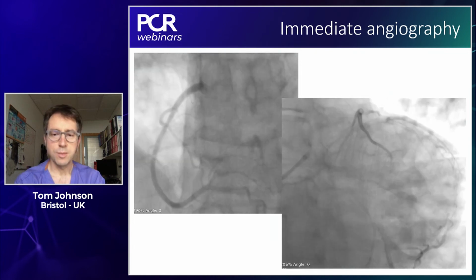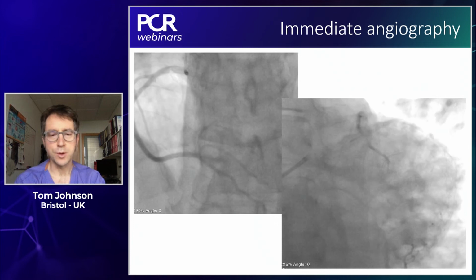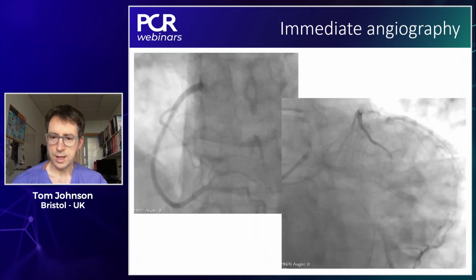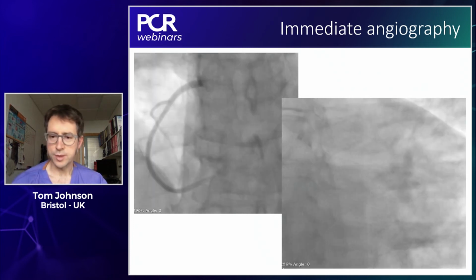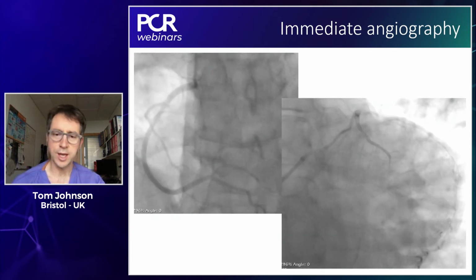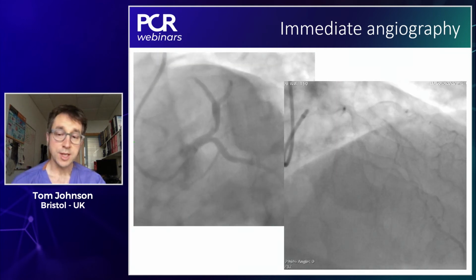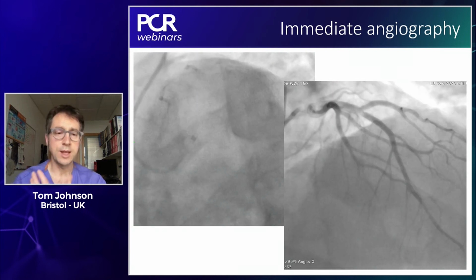We see an ambiguous lesion in the proximal LAD. So that certainly seems to show some relevance. And we see reduced flow to the apex, consistent with what we've seen on the echocardiogram. It's important to reflect that the patient at this stage has ongoing chest pain, but in the absence of ST segment elevation.